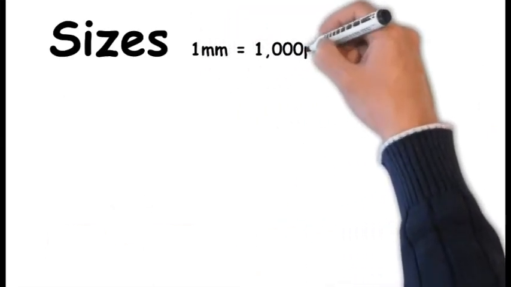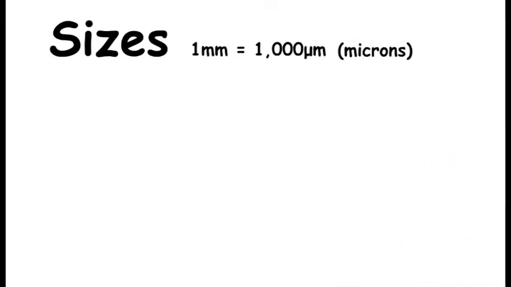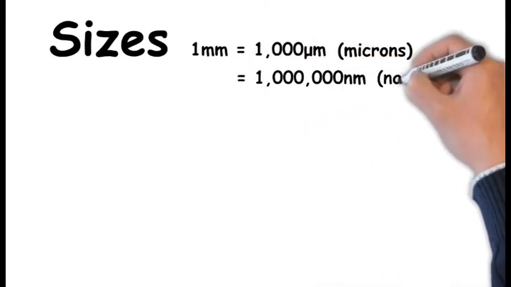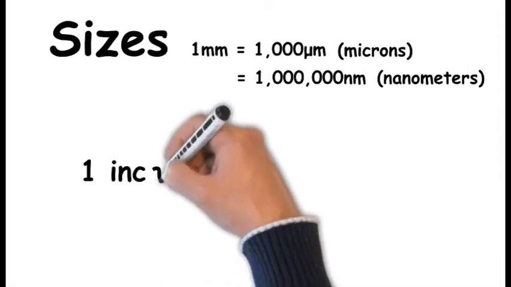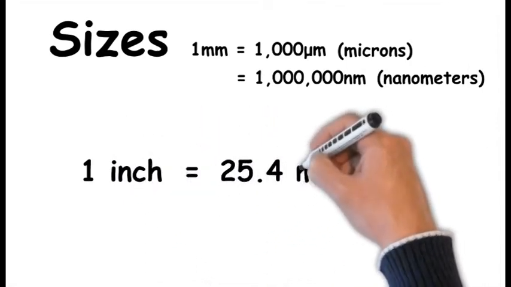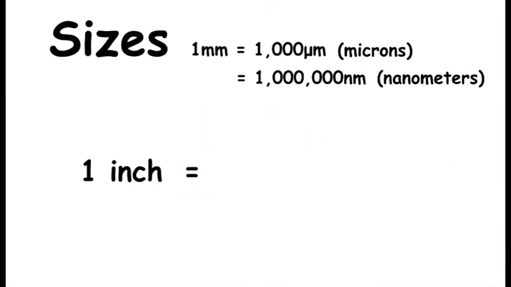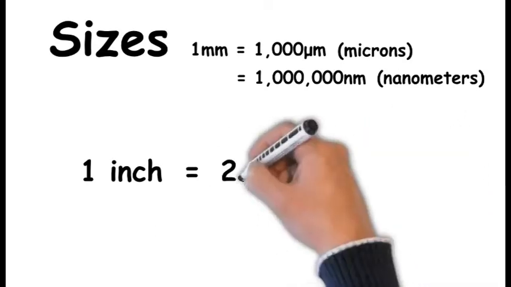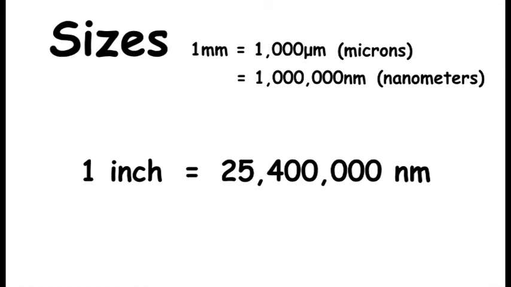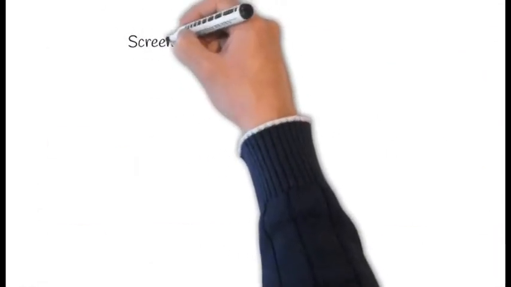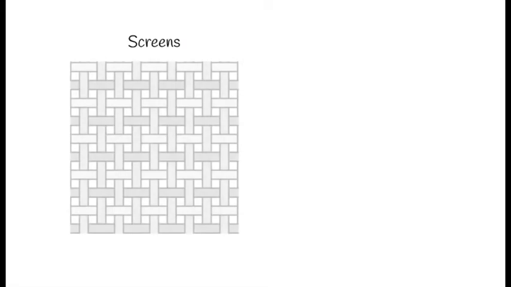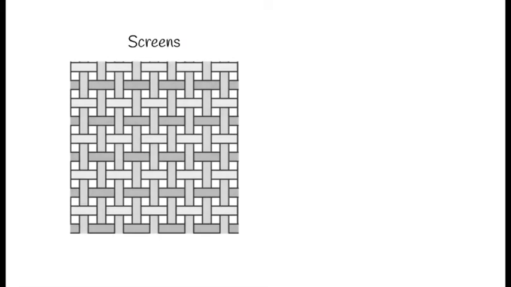Just a little more on relative sizes. 1 millimeter is 1,000 microns, or 1,000,000 nanometers. 1 inch is 25.4 millimeters, or 25,400 microns, or 25,400,000 nanometers.